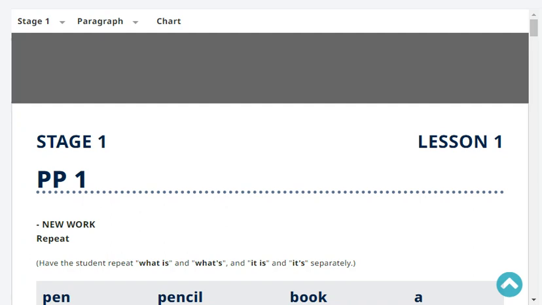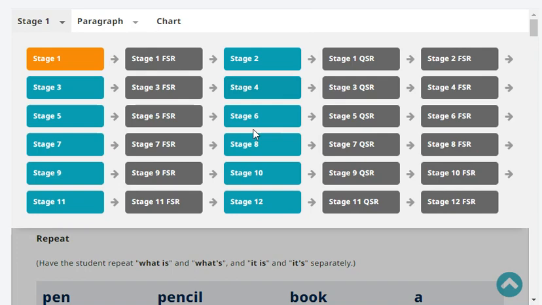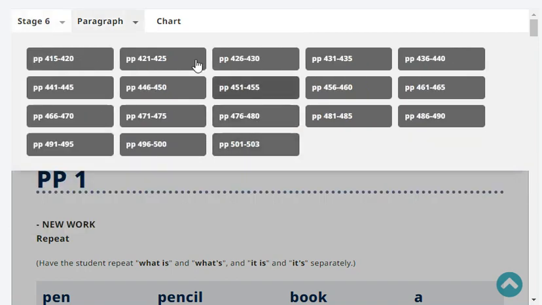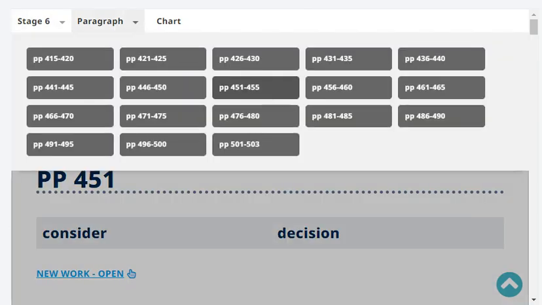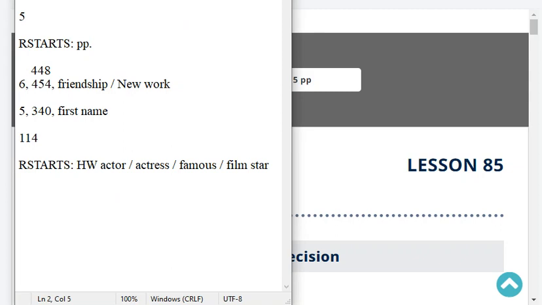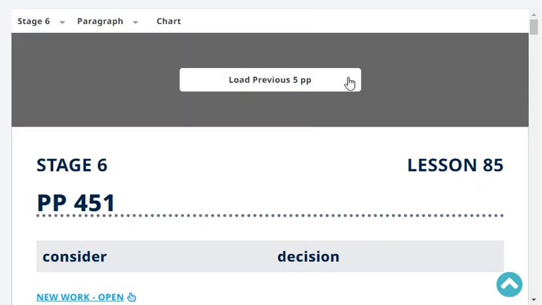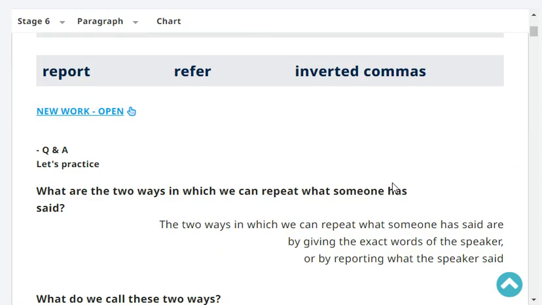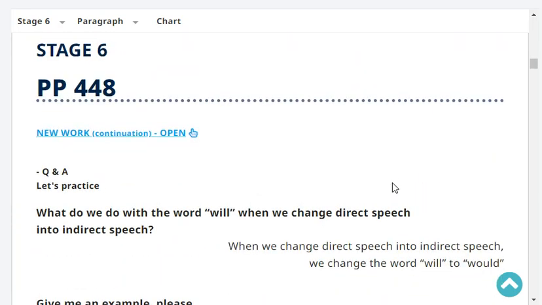Okay, so we ended up at stage 6, paragraph page 454. Our last headword was friendship, new word type of lesson. Okay, so let's start with revision. Ready? Okay. Here we go.